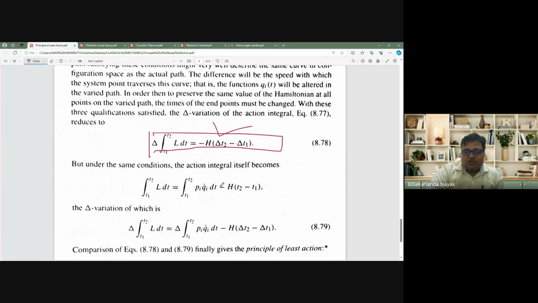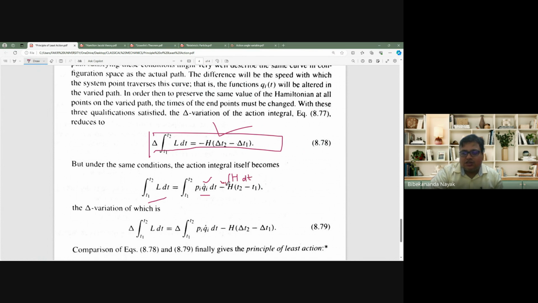But under some condition, this action integral itself becomes the integration of L dt. We know L is equal to Pi q dot minus H. L dt will be Pi q dot dt minus H dt, with time from t1 to t2. It is basically the integration of H from t1 to t2 dt.